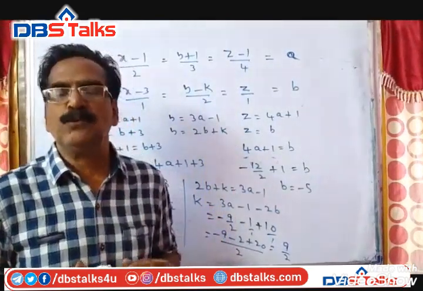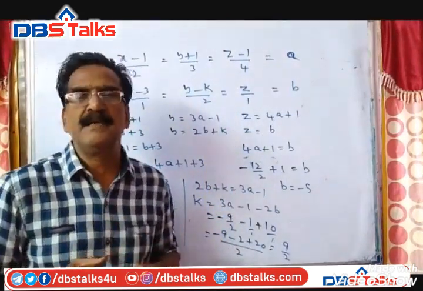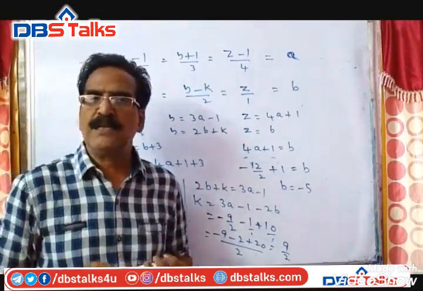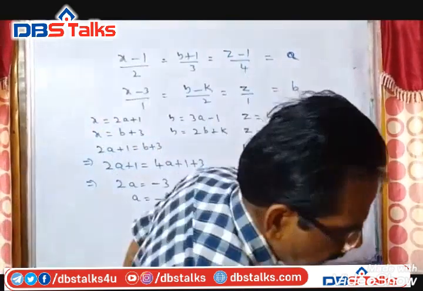So if these two lines intersect like this, you can find the value of k. This question is important for your MCET. Okay friends, let us see the next problem.